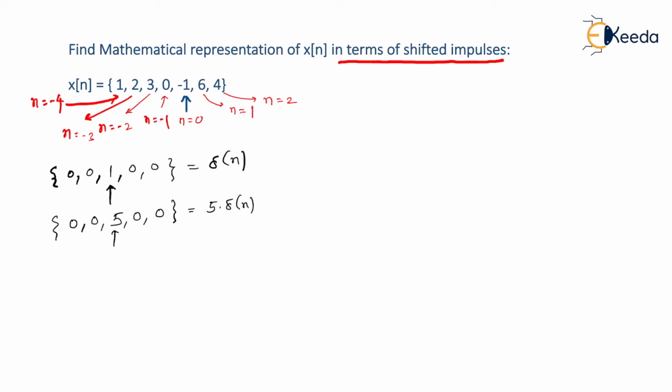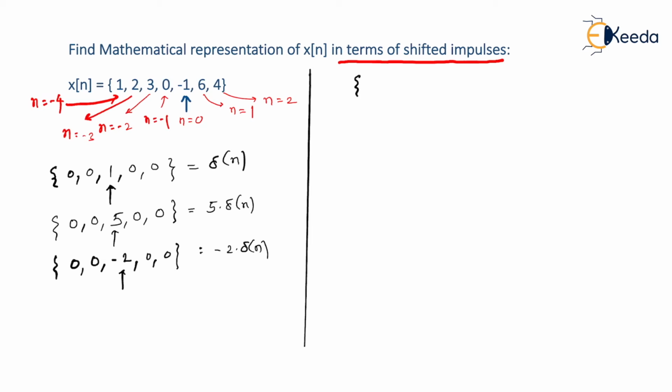Now for example, you have this kind of response or this type of input sequence, and again at n equal to 0, it is having amplitude equal to -2, then you can write this as -2 times del of n. Is that right?